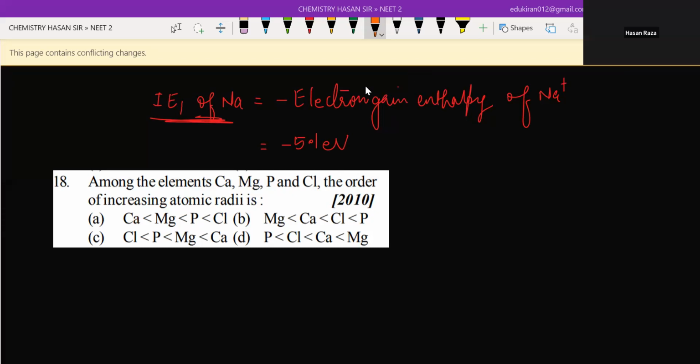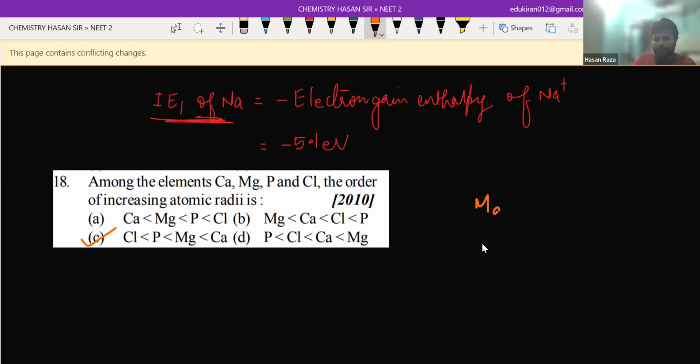Option D is the incorrect answer. Option C is the correct answer. So first of all, where is calcium? Magnesium is in the second group, and below this we have calcium. This is the third period, and this is the fourth. Now, where is phosphorus? Phosphorus is there and chlorine is there as well, in the third period. Since the one which lies at the bottom will have more shells, hence it will be the bigger one. So calcium is the one which is bigger.